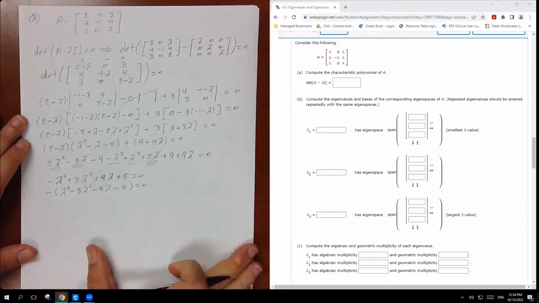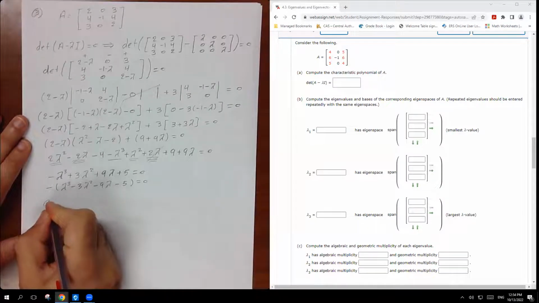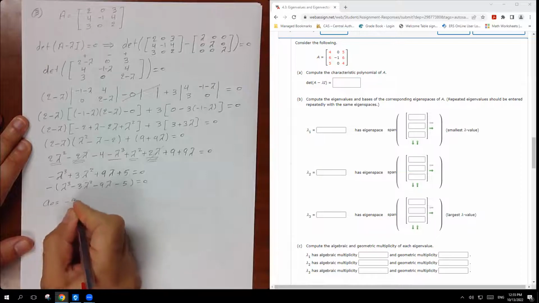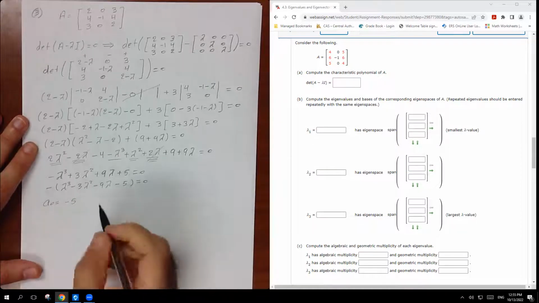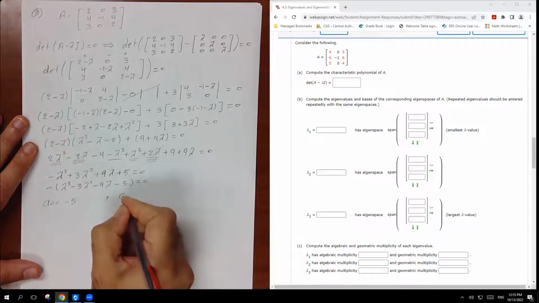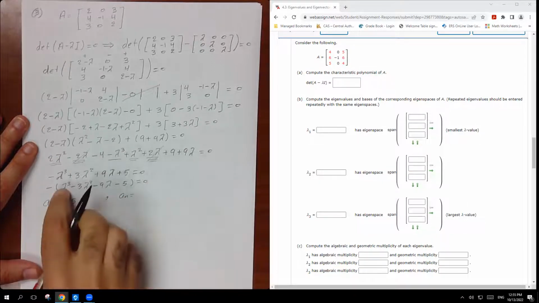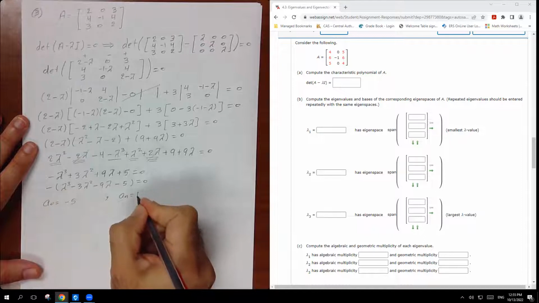By using synthetic division. A naught is the constant, which is -5, or just type 5, it doesn't matter. A n, I'm using synthetic division, A n is the leading coefficient here, which is 1.